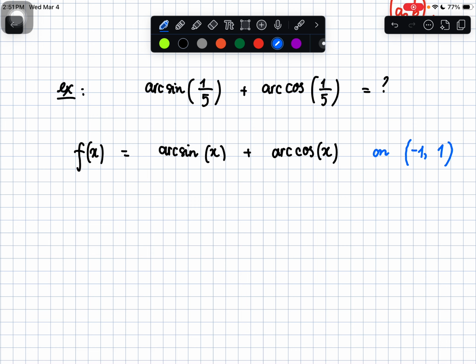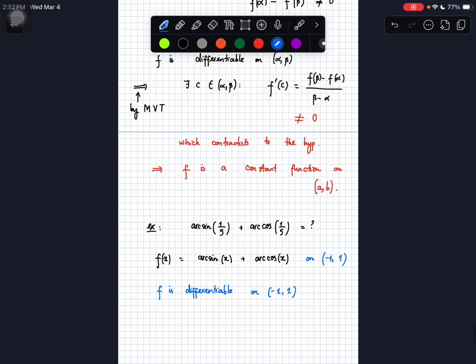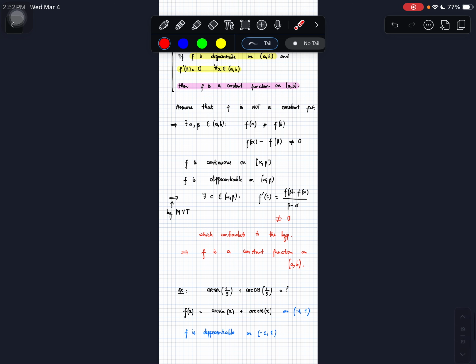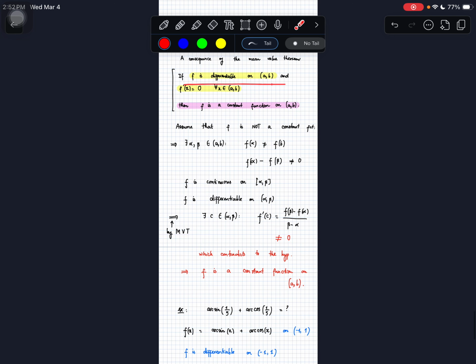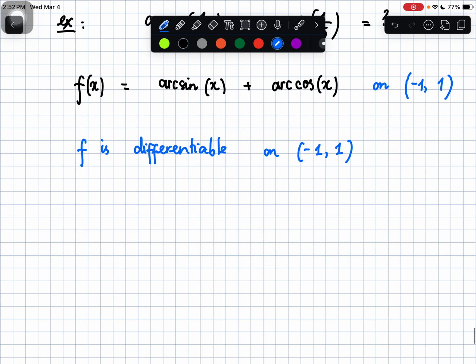So f is differentiable on (-1, 1). So you have this condition here. f is differentiable on (a, b), which our function satisfies. f prime of x. Let's compute that derivative. f prime of x is (arcsin x plus arc cosine x) prime.